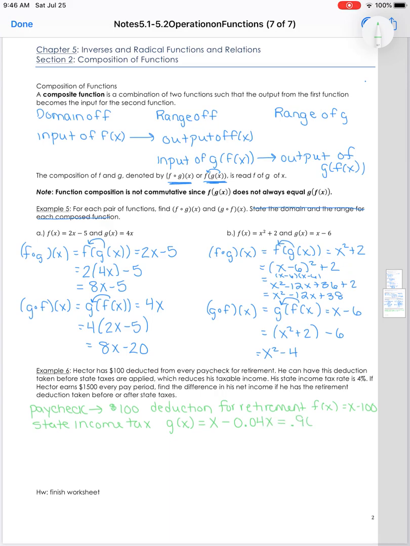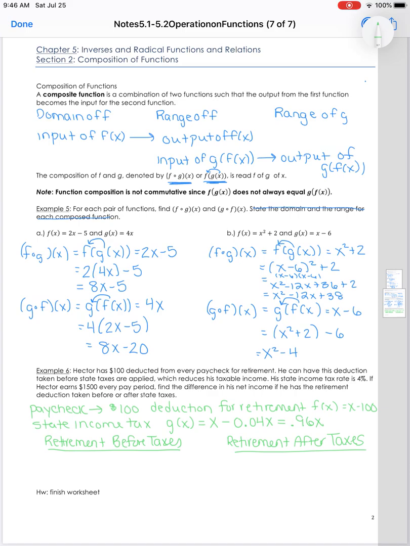Now, for state income tax, we're going to make that g of x, and it's saying his state income tax is 4%. Okay, find the difference. So we're going to take what he makes, and take 4% of what he makes and subtract, and basically what he's left with is the 0.96. So we have to come up with our two functions. Now we have our f of x and we have our g of x.